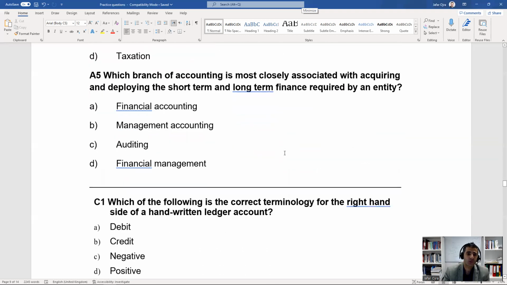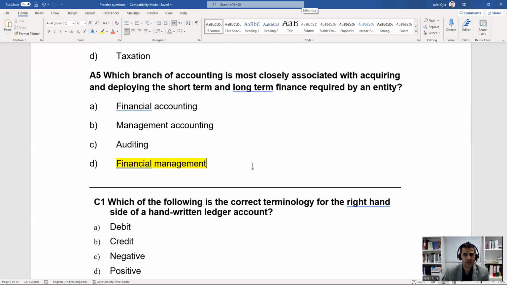A5. Which branch of accounting is most closely associated with acquiring and deploying the short-term and long-term finance required by an entity? The answer is financial management. Financial management is a newer branch of accounting. It's mainly concerned with how to fund the business and how to raise capital.